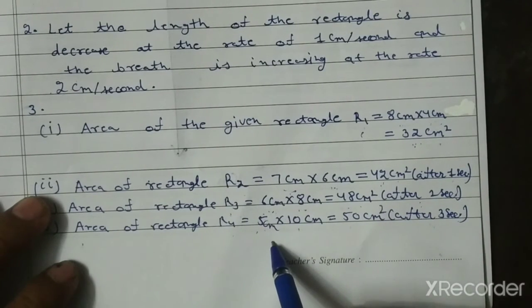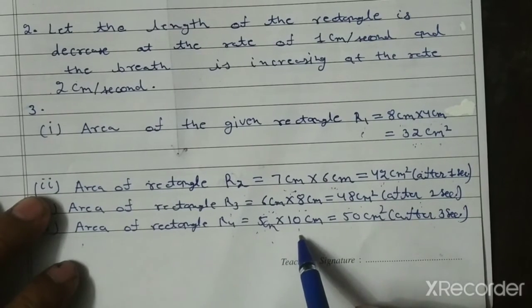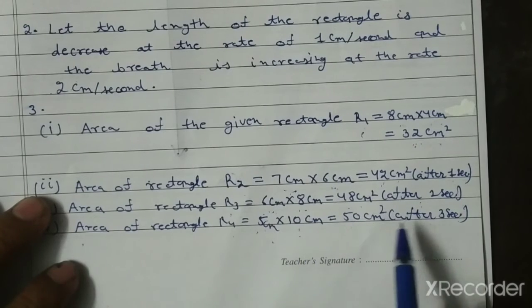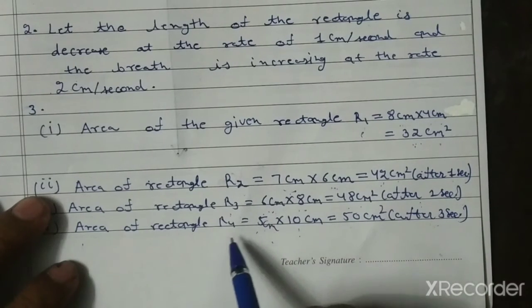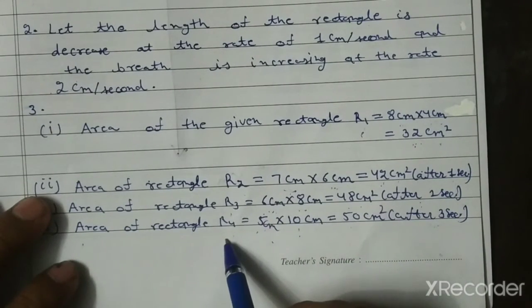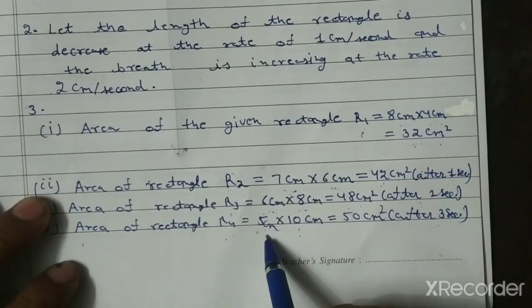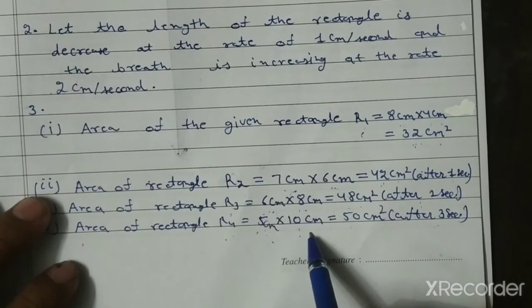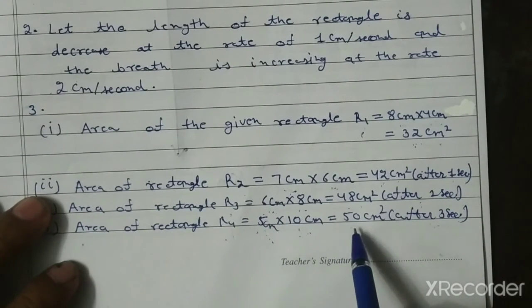Similarly, length is decreased at the rate of 1 cm per second and breadth is increased at the rate of 2 cm per second. After 3 seconds, rectangle R4 is 5 cm into 10 cm because length is 5 cm and breadth becomes 10 cm. So the area is 50 cm square.